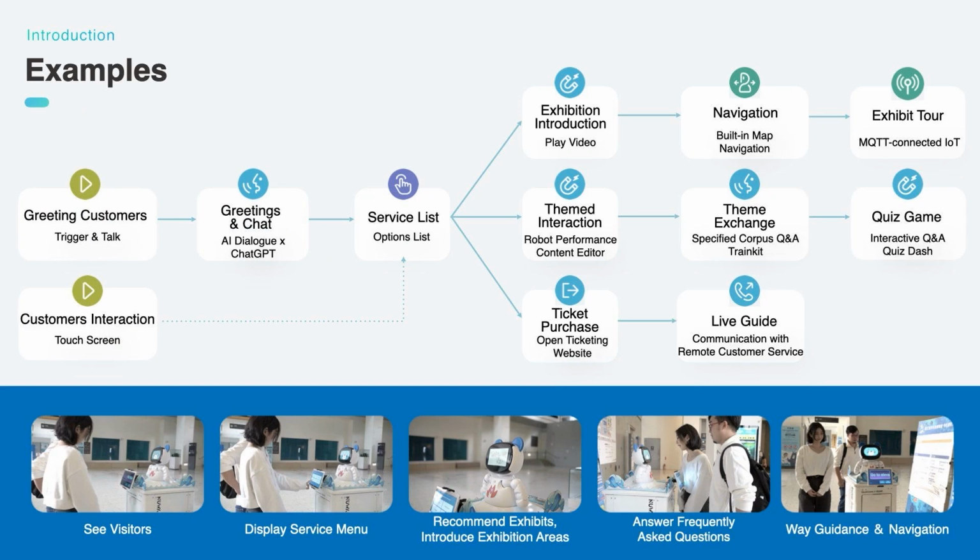Taking a museum scene as an example, you can use Roflow to create a robot service flow in the museum. When the robot sees visitors, it will display a menu, allowing visitors to choose different service items, including exhibition introduction, interactive performances, or ticket purchase. Based on the needs of visitors, the robot can guide them, answer questions, and even connect to live customer service.